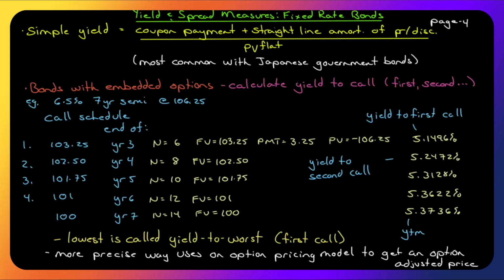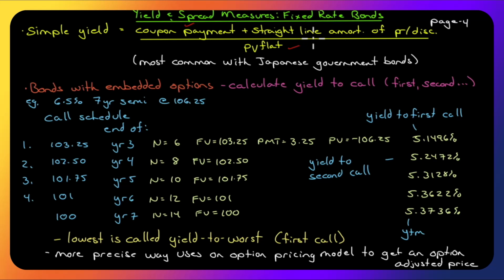Next term, simple yield. Our numerator here is our coupon payment, which is a cash payment we would receive, plus the straight line amortization of premium or discount. So the whole top line is your yield. It is your coupon and the amortization of any premium or discount. So it's your yield over PV flat. This is common quoting yield for Japanese government bonds.